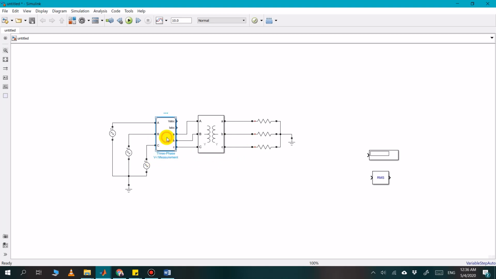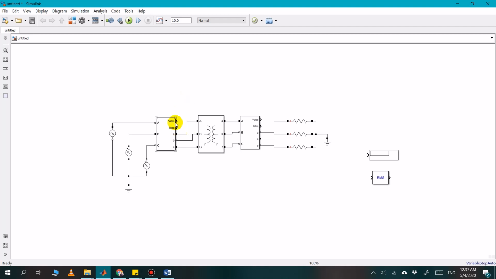You have to connect in at the secondary side too. Simple and easy. Okay, that's it.